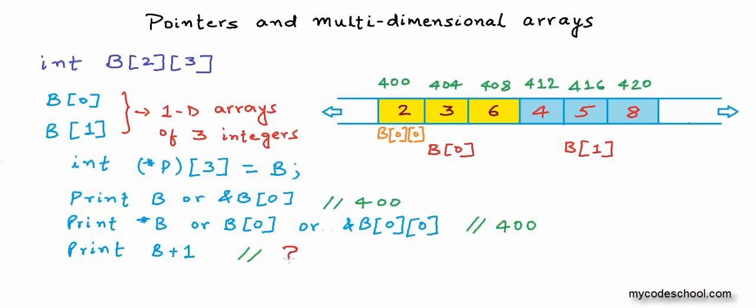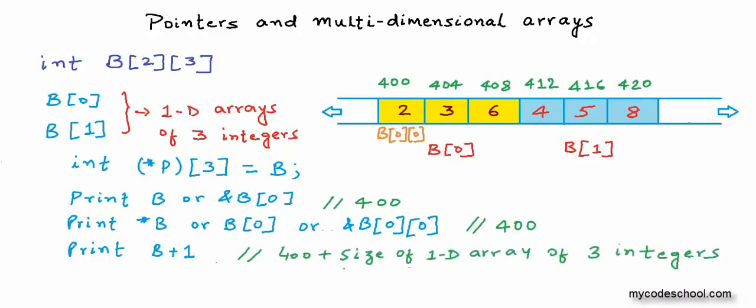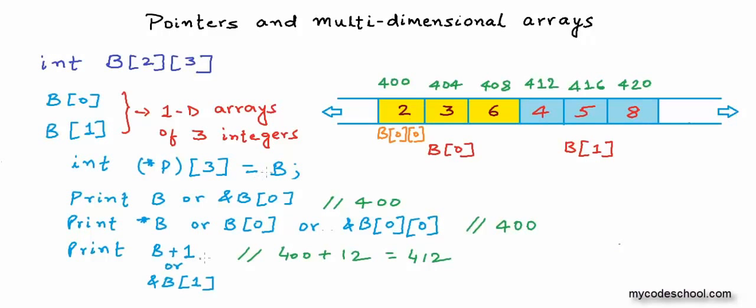Okay, so what will be the value of b plus 1? B this time is returning us a pointer to a one-dimensional array of 3 integers. So if I do pointer arithmetic like adding 1, we are moving to the next 1D array of 3 integers. So we will be moving to address 400 plus the size of a one-dimensional array of 3 integers in bytes. So the output will be 412, which makes sense because b plus 1 is the same as &b1, or address of b1, and the address of b1 is 412.